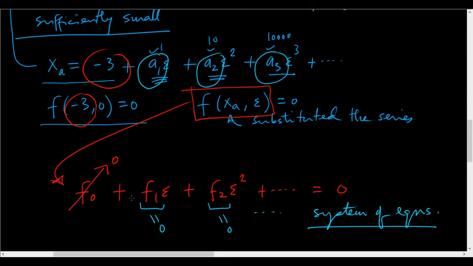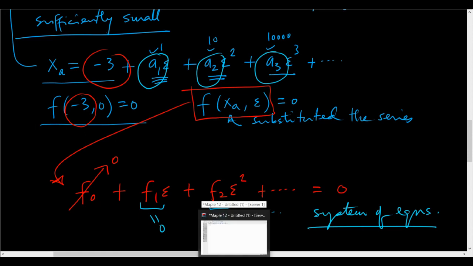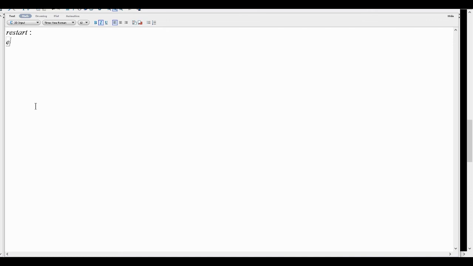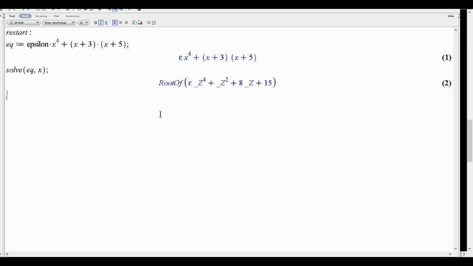Let me show you the calculation in Maple. Okay, so here I am. I will say EQ equals epsilon times x to the power 4 plus x plus 3 times x plus 5. Okay, this is the thing that is going to be 0. Now I can say solve EQ for x, and it will either not do it or it will give me some terrible expression. So in this case it's not doing it.